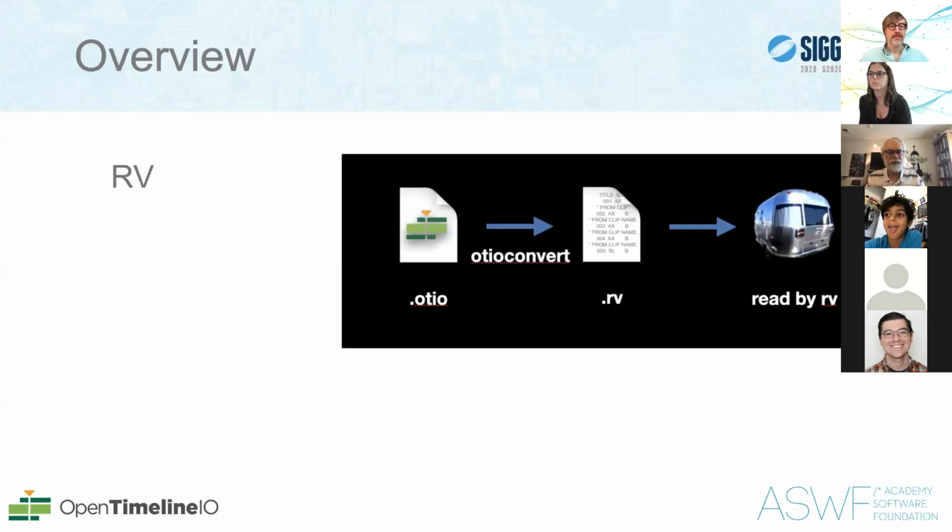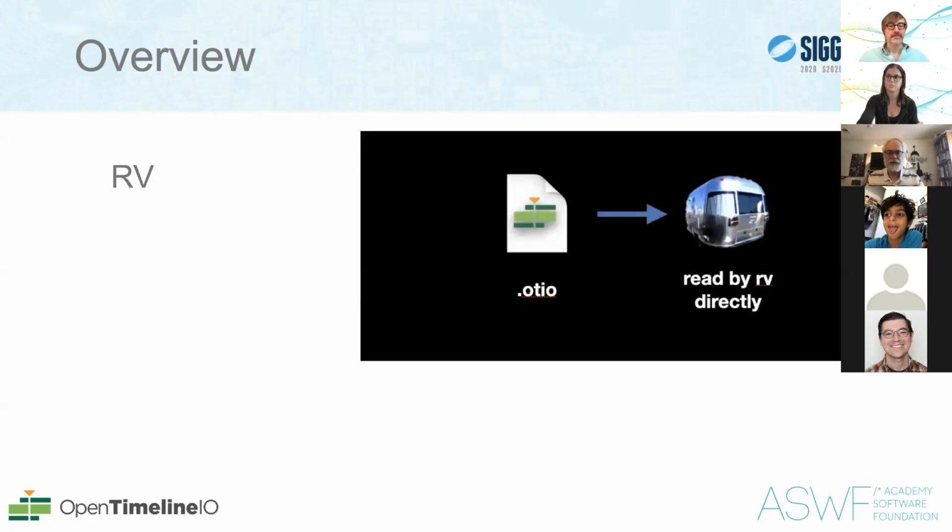Next slide, please. So another development that we're excited about is integration with RV. So previously, OTIO Convert could create RV files, and then RV could open up a playlist for preview or review. Next slide, please. Now there's a native plugin. So RV can read OpenTimelineIO files directly, which is a great workflow improvement.